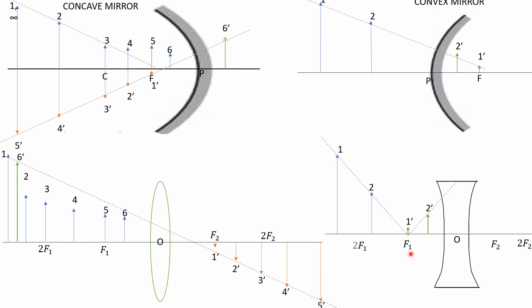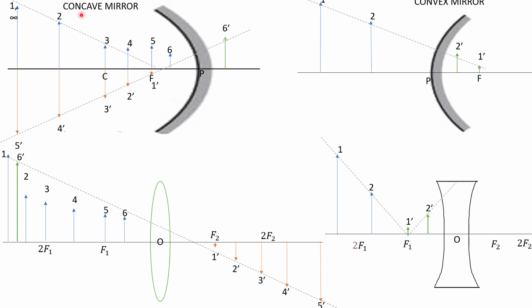This is a concave lens. The first position is at infinity, so you know your image is at the focus. The second position is anywhere at a finite distance from the lens, so you put it here. The image will be formed in between the focus and the optic center. And so you put it here. By this you can see it's a diminished image.